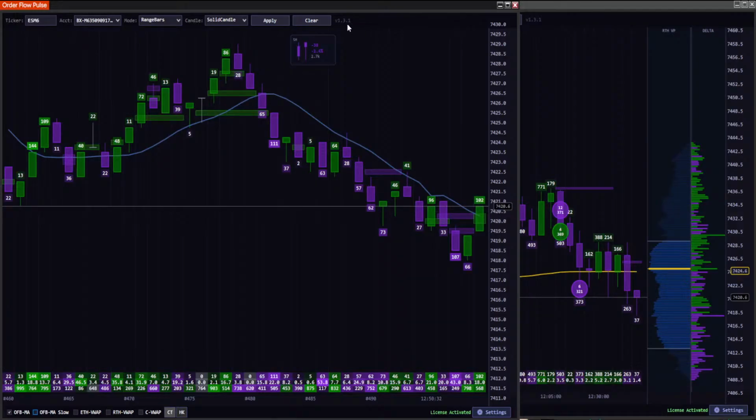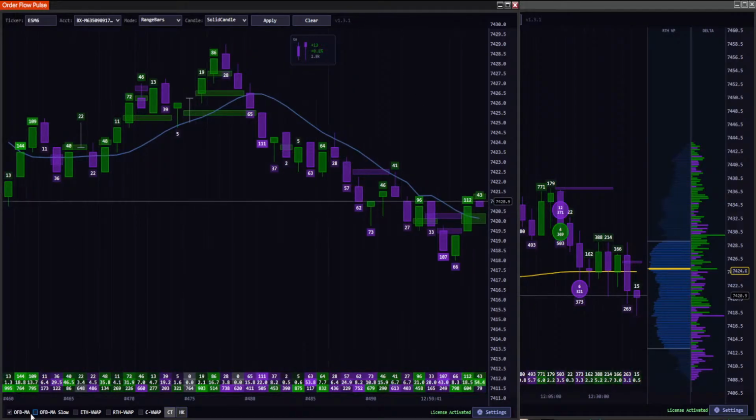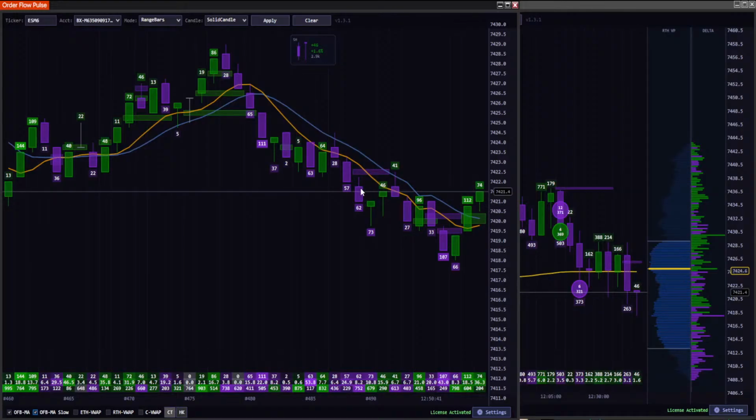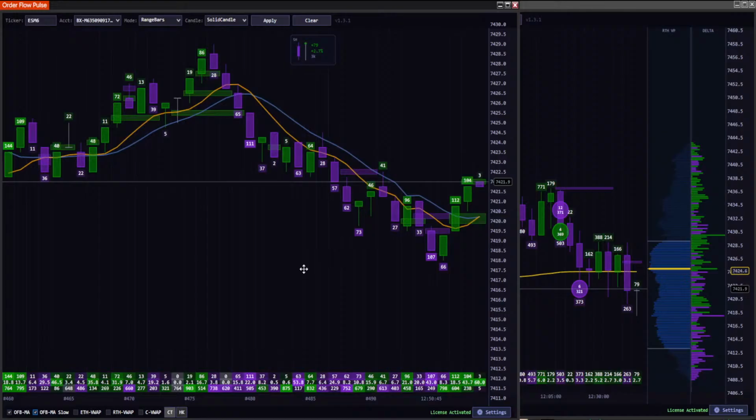Because I'm on version 131. This is a slow and fast order flow bar moving average. It's my custom moving average that I developed.